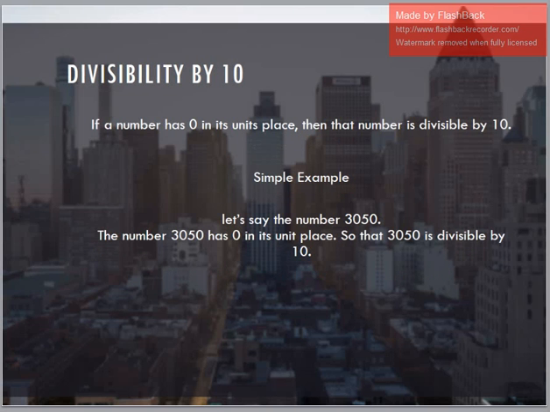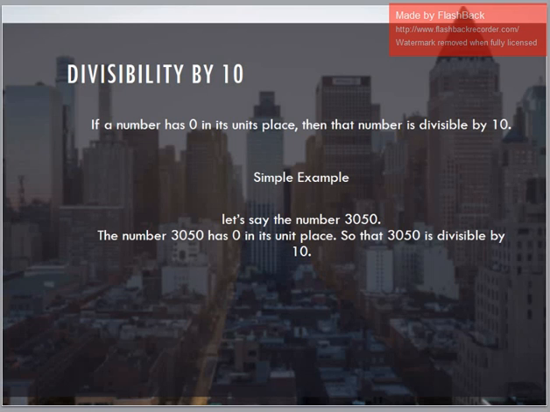And now we look forward to the easiest one for me. This is the divisibility by 10. If a number has 0 in its units place, then that number is divisible by 10. So, ulitin ko lang, if yung given na number ay nag-end sa 0, sa pinakahuling place niya, 0, it is divisible by 10 automatically.